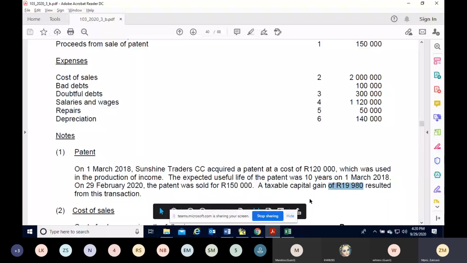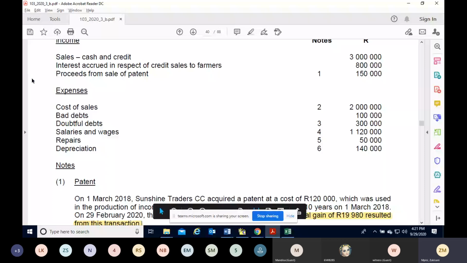So I want you to note that we must still account for the capital gain before actually calculating tax payable. So we must just hold on to it, because we are going to reapply this taxable capital gain as we move along. So the useful life of the patent was 10 years. So what do we do? Here it is, we've got proceeds. So what do we do on our side? So what are we looking for? So what must we look for in this case?